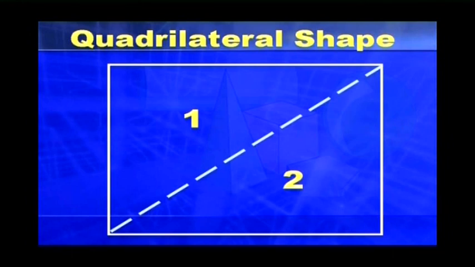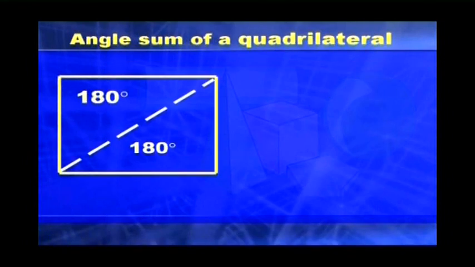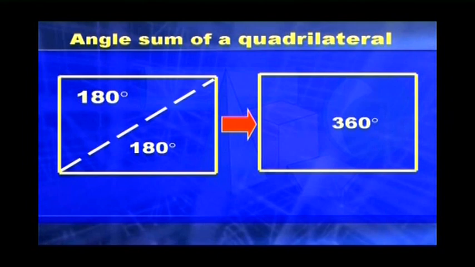So the other triangle will have how many? 180. So if those 2 triangles have 180 degrees each, what is the total sum of the 2 triangles? 360. Okay, 360. The sum of the 2 triangles adds up to 360. The angle sum of the 2 triangles adds up to 360.